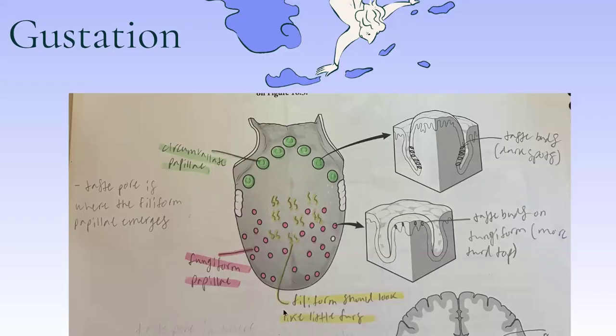Finally, we have the filiform. Filiform papillae are going to be these little furs that are on your tongue. They're over here in yellow, and they're kind of in the center region of your tongue. So the taste pore is where the filiform papillae are going to emerge, basically meaning that the filiform is going to be on top of the little taste buds, and that is the little fur-like projections that you see.